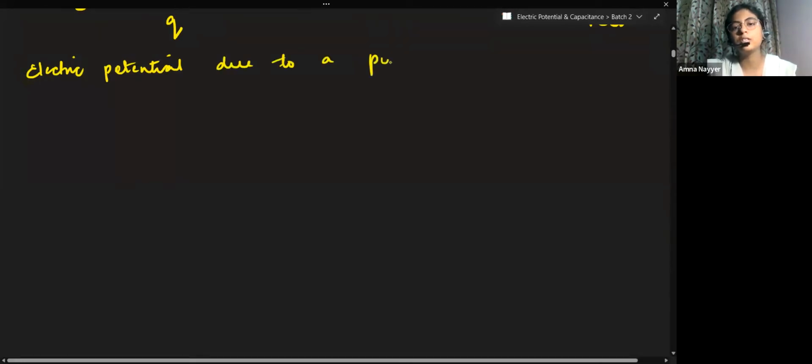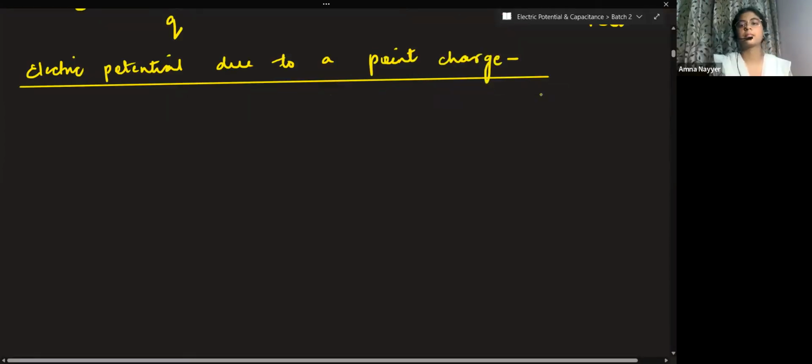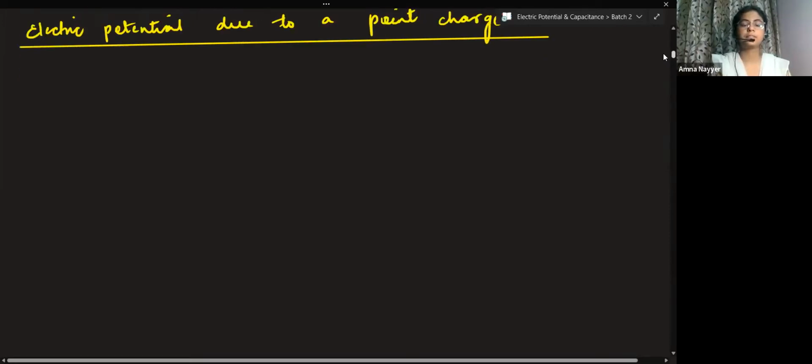So let's see what is electric potential due to a point charge. Now let me put up the previous scenario back. Plus Q is the source charge. This is some point A, and let's say the separation of the source charge to this point is small r. All right.